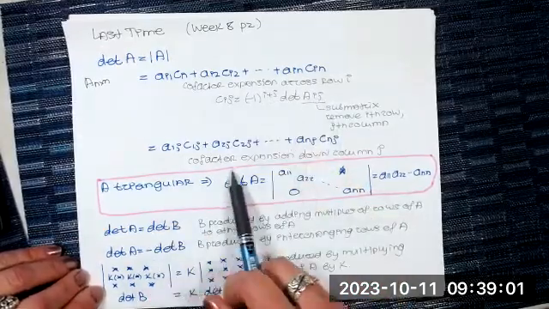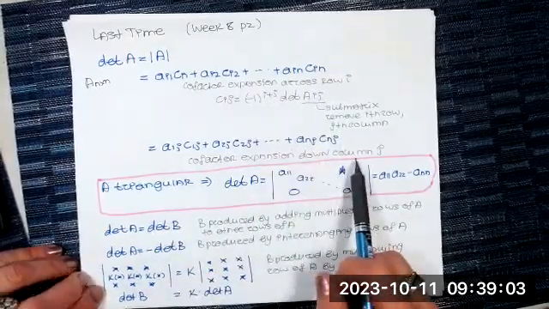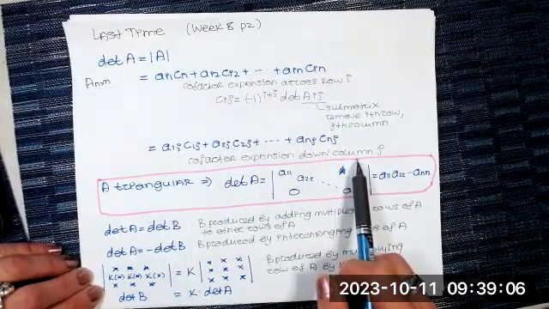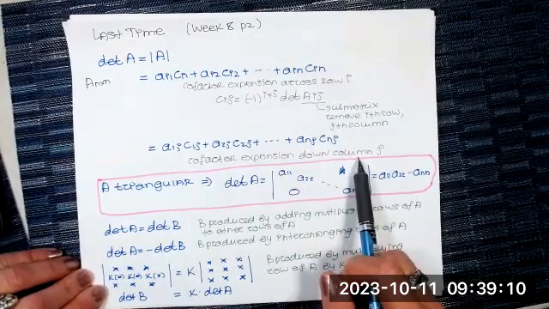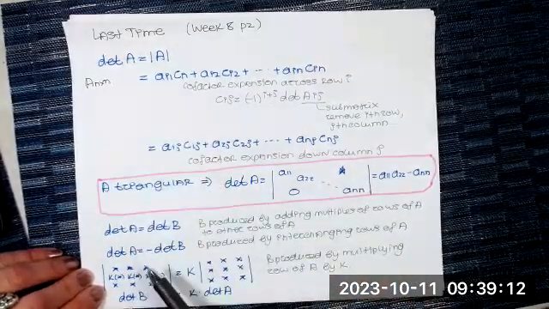Or you can do it along basically any column, right? So pick any row or any column. Normally I want to pick something with the most zeros, so it will be easier. And you can compute the determinant using this formula.